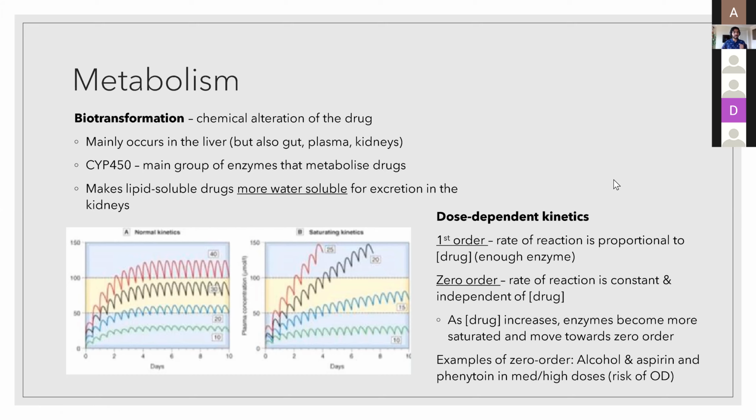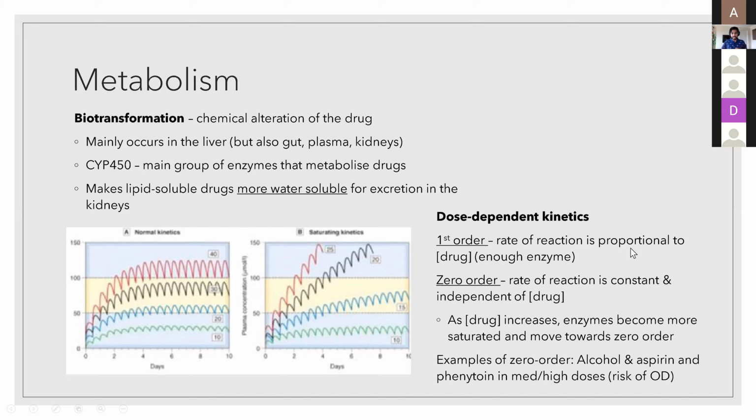First order follows the relationship that we've all understood with enzymes and solute relationships. So the higher the concentration of the solute, the faster the rate of reaction, because more solutes are colliding with the enzymes and reacting. And first order kinetics happen when there is enough enzymes to metabolize whatever drugs you're consuming in the body.